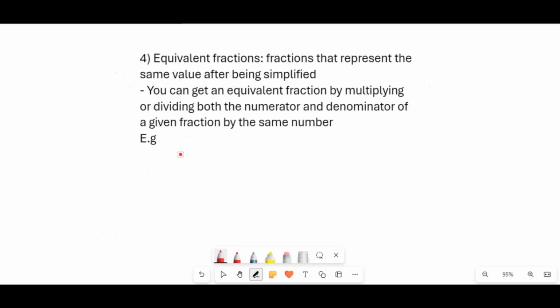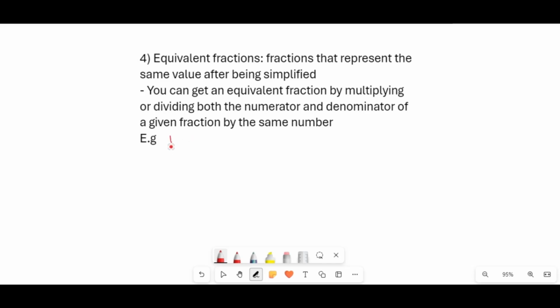And lastly, we have equivalent fractions. Equivalent fractions are fractions that represent the same value after being simplified. Usually equivalent fractions look different, but once you simplify them, you actually realize that they represent the same value. And you can get an equivalent fraction by multiplying or dividing both the numerator and the denominator of the given fraction by the same number.